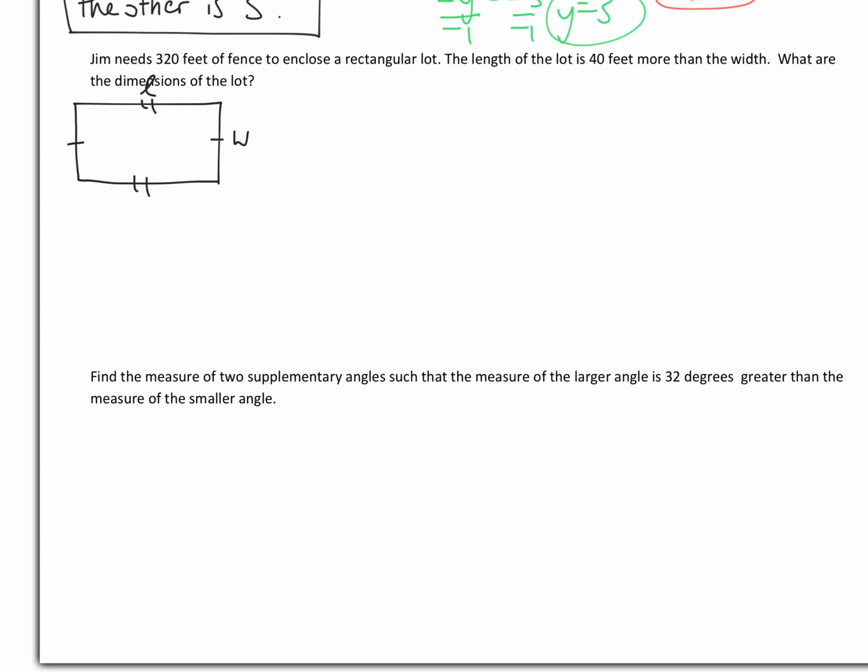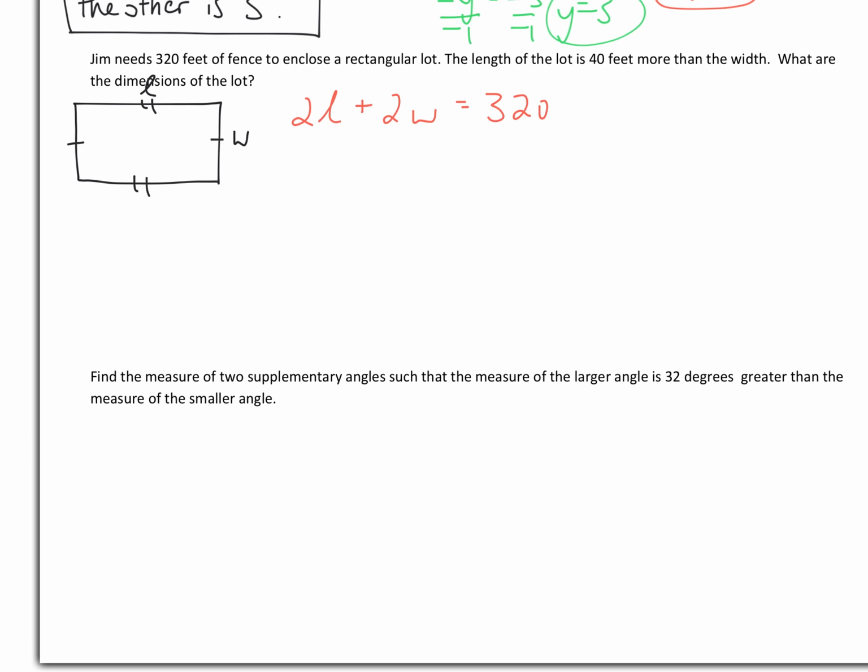So when you see these perimeter questions, our first equation is going to come from taking 2 of the lengths plus 2 of the widths and setting it equal to the total perimeter of 320. Again, L is my length and W is my width.